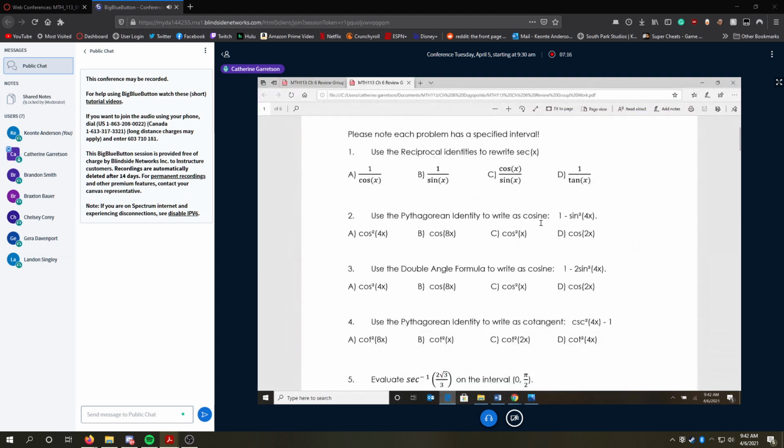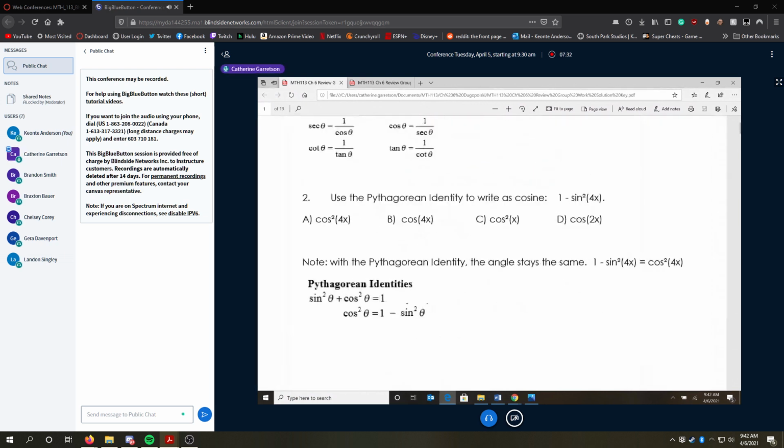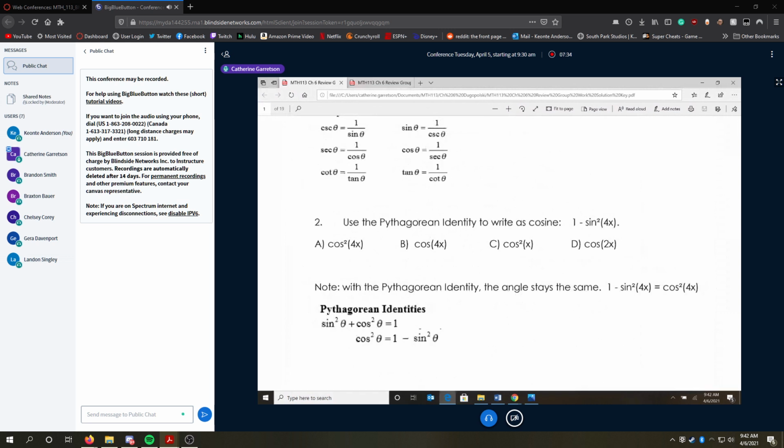Use the Pythagorean identity to write 1 subtract sine squared 4x as a cosine in terms of cosine. So we take our Pythagorean identity, which is sine squared theta plus cosine squared theta equals 1, and we subtract the sine squared over to the right side.